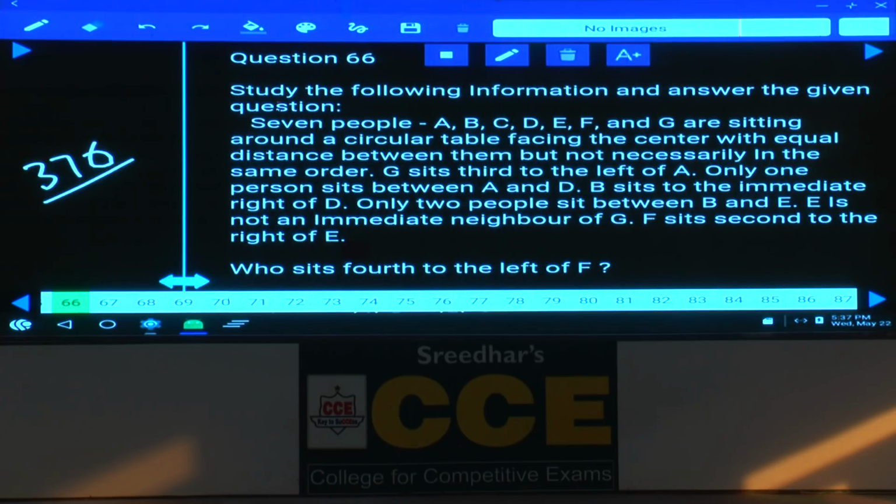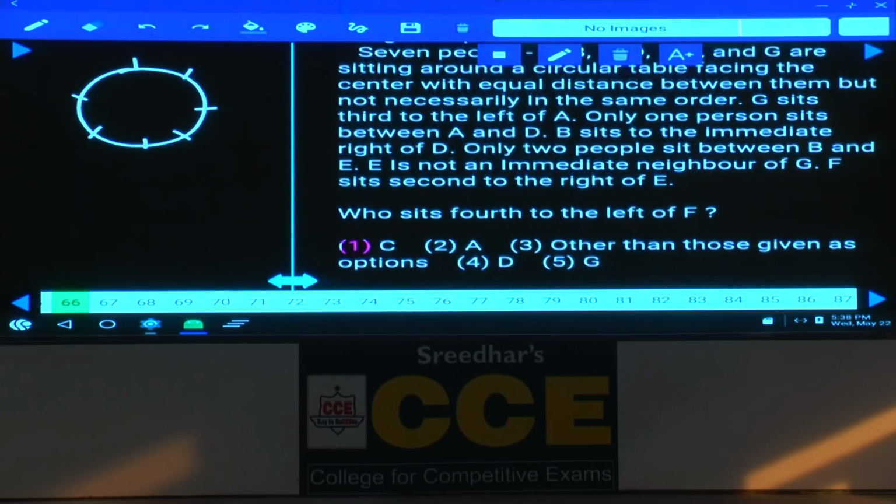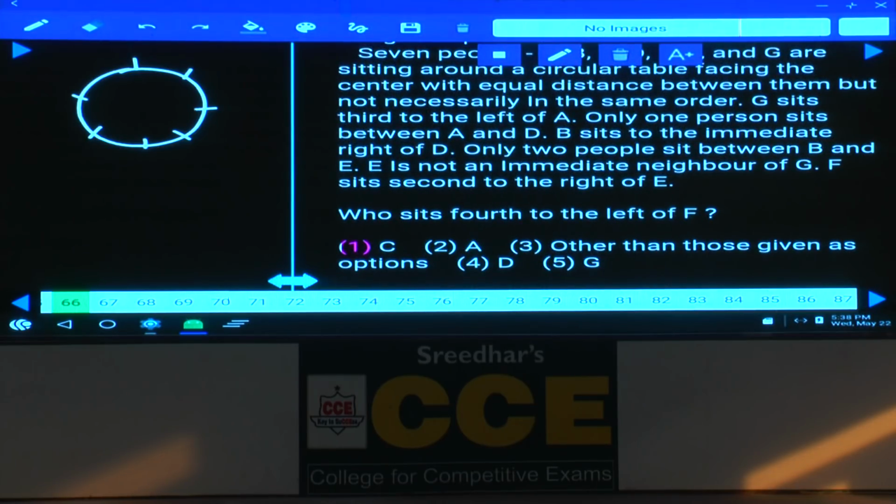There are 7 people, A, B, C, D, E, F, G, seated around a circular table facing the center, with equal distance between each other but not necessarily in the same order. G sits to the left of A. As all the persons are facing towards the center, now we can fix G and A at this place. G sits to the left of A, G is here.